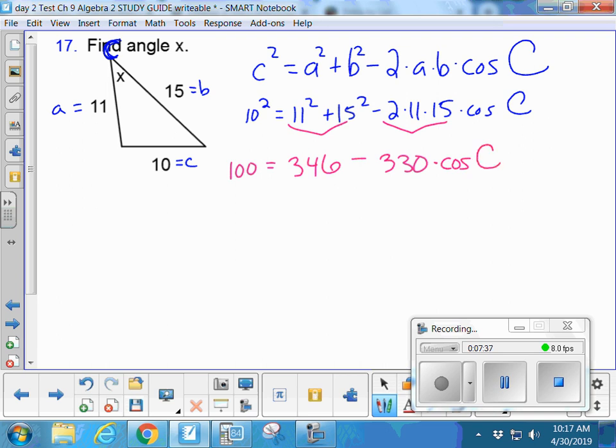So what you don't want to do is do 346 minus 330. That would be an illegal math move. You'd be headed to math jail. Don't want to go to math jail. You've got to do math problems there all day in math class. So now what?